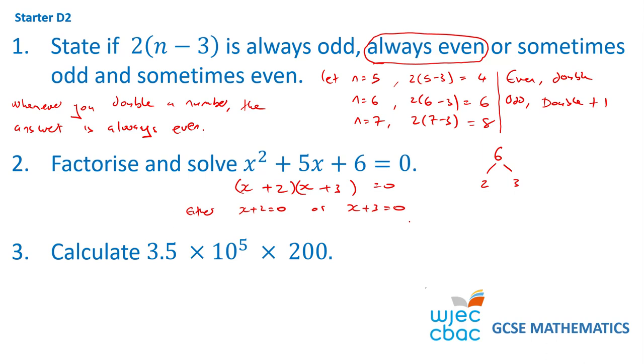Now if you haven't written this in full, do it now. Okay, we can't be guessing at the answer, we have to write it step by step. So that implies then that x is equal to minus 2 or x is equal to minus 3. And the final one, change everything to standard form. So you've got 3.5 times 10 to the power of 5, times 200, so it'll be 2 times 10 squared, or 2 times 100. 2 times 3.5 gives me 7, times 10 to the power of 5 plus 2 is 7. Hopefully you've got all that. Rag it for me.